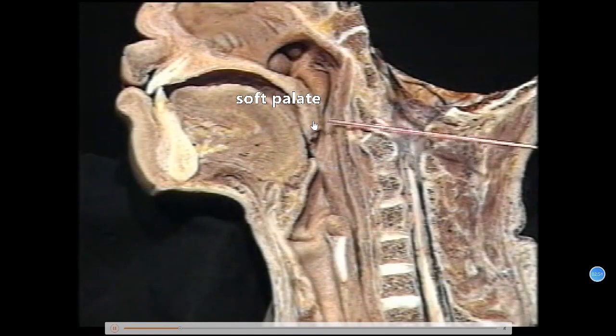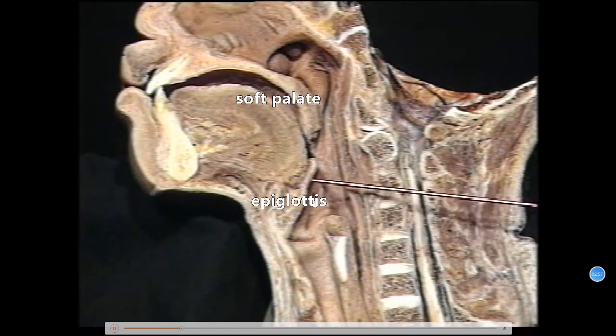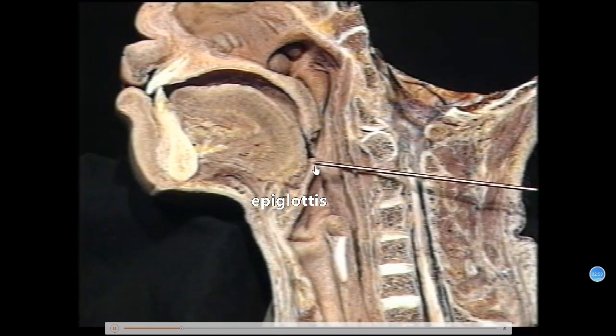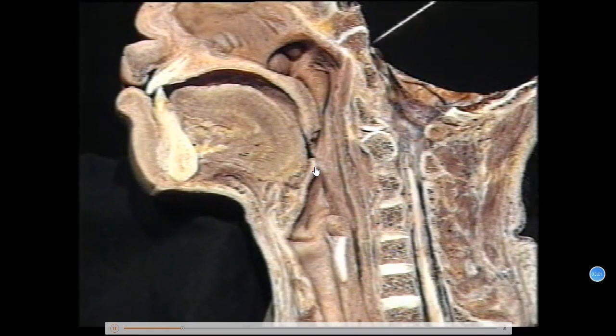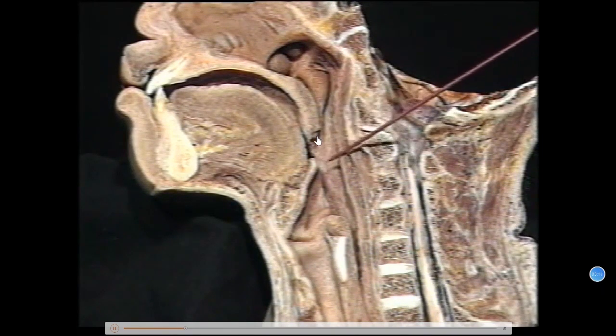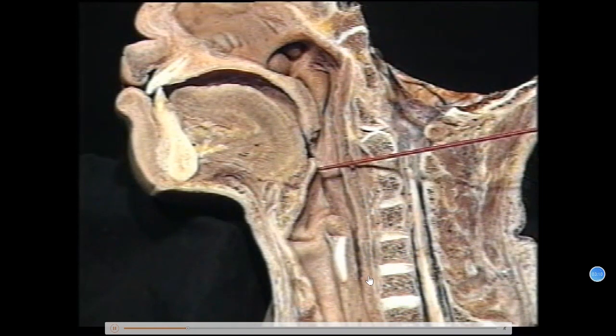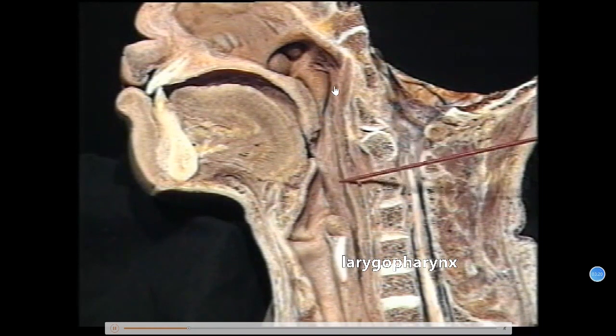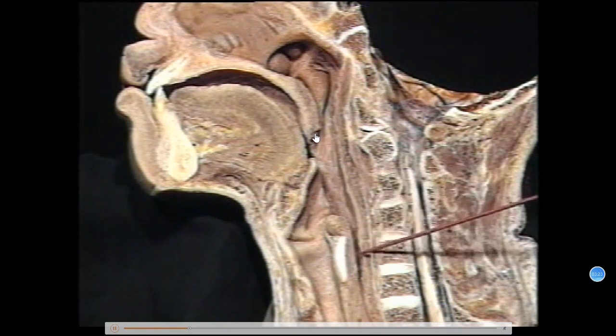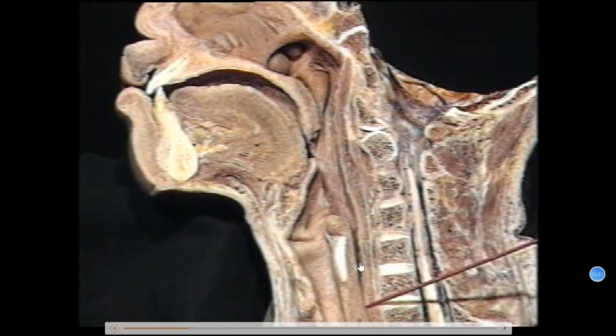This is the soft palate. This is the epiglottis. From these two structures, they divide the pharynx into three parts: nasopharynx, oropharynx, laryngeal pharynx. Above this border is nasal, between them oral, below it is laryngeal pharynx.